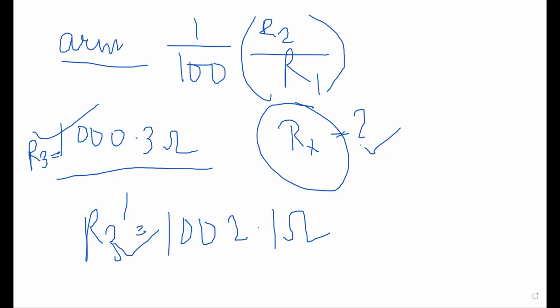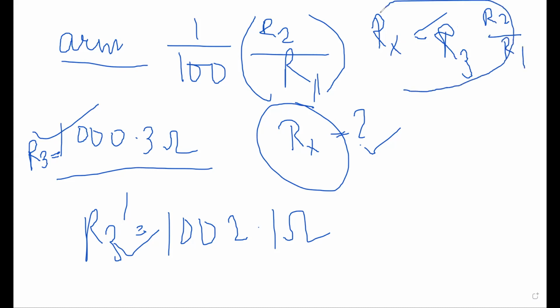Now the formula of Rx, do you know what is the formula of Rx? Yesterday in the previous class I told you. If you need to find out one unknown parameter in a Wheatstone Bridge, what is the formula you need to follow? Tell me. Rx equals R3 into R2 by R1. Yes. This is the main formula. I hope that you know the formula of Rx.